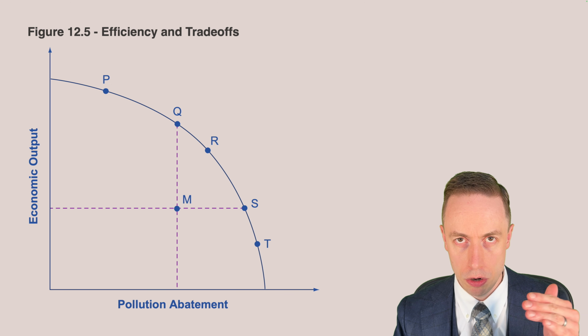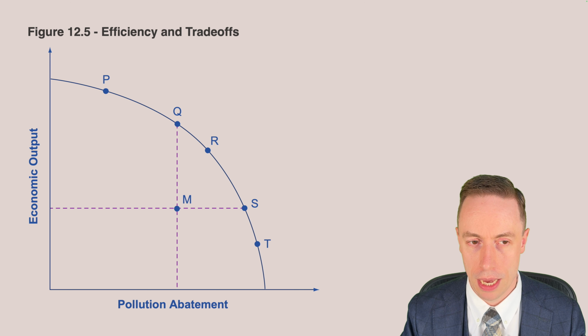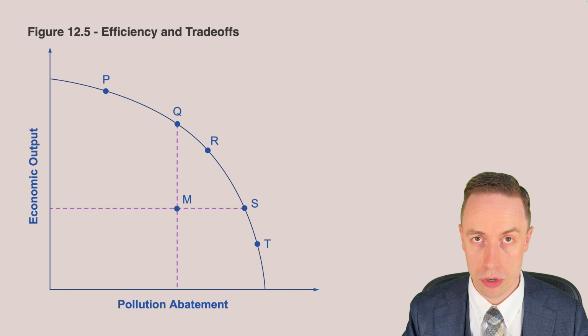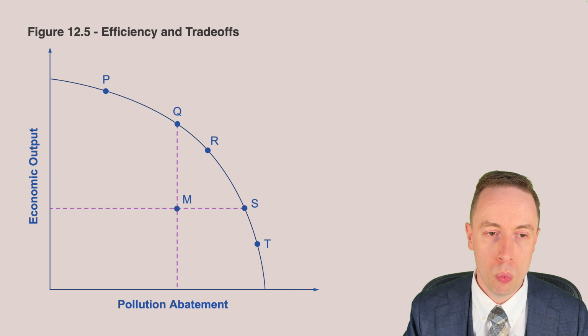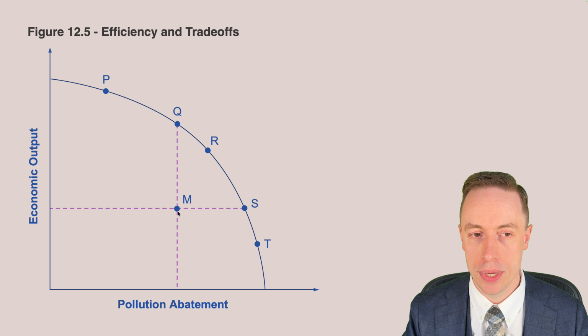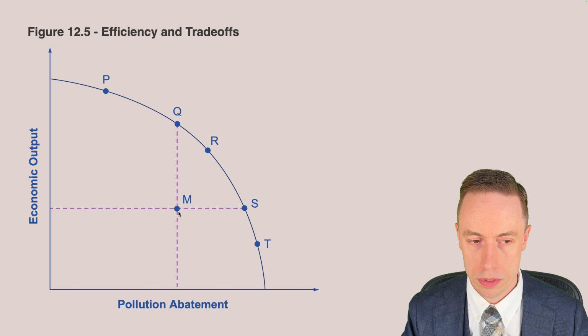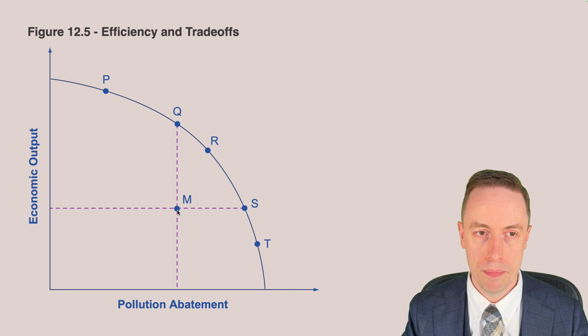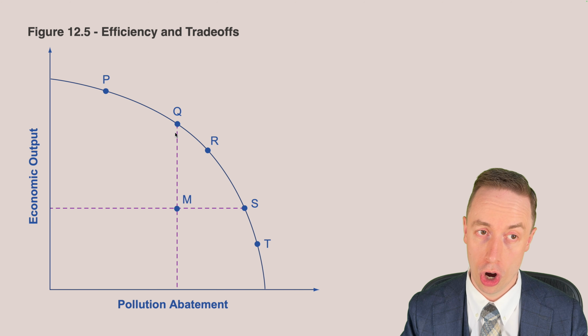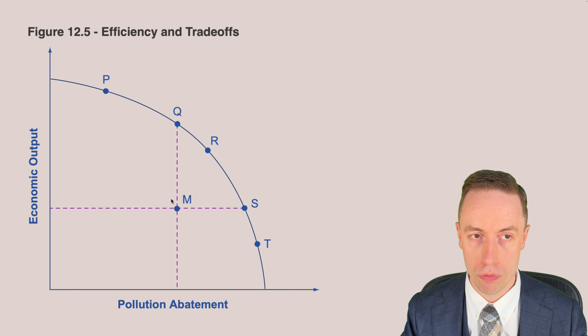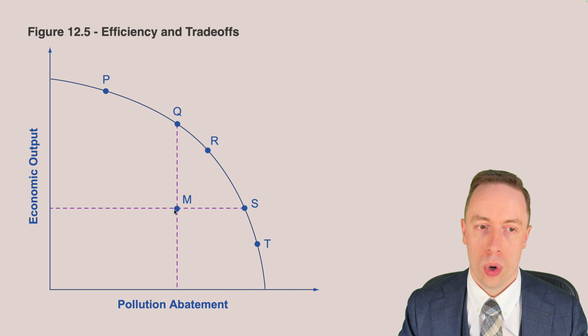So I used the command and control with the particulate emissions as an example here. My command and control example that costs $6,000 to implement would be a point such as M here. That's inside of the efficient frontier. So what that means is by designing a better approach, such as a pollution charge or a marketable permit system, I can cut the same amount of pollution at a lower cost. So I get more economic output. I can go from M to Q.